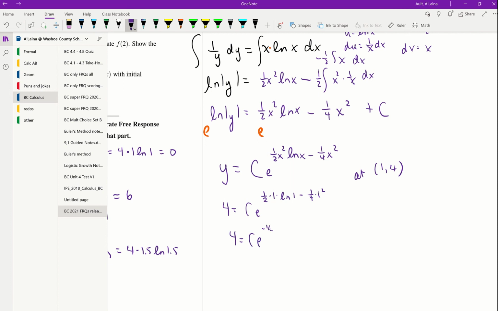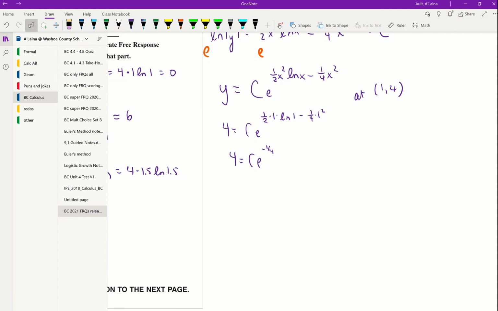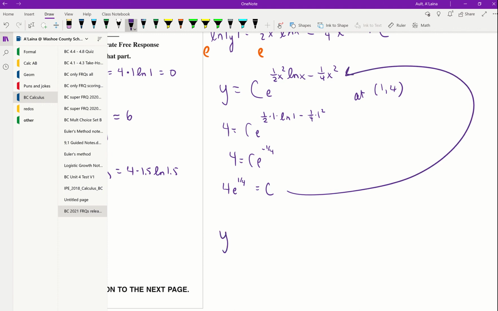So e to the power of negative 1/4. Well, I want to divide by that to get c alone. So this is 4 over e to the negative 1/4, which kind of looks weird. You could leave it like that, but I'd write it as 4 times e to the power of 1/4. Just move that up to the numerator. And then I'm going to go back up to here to write my final answer.